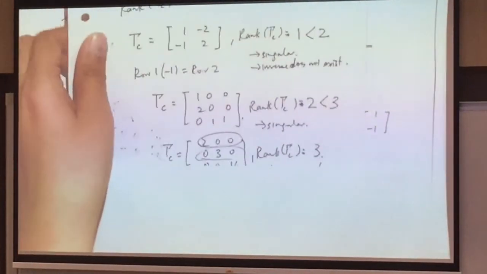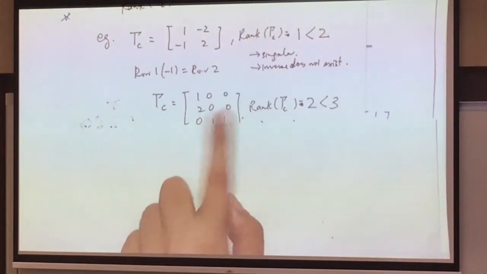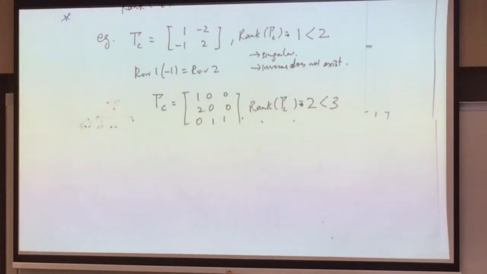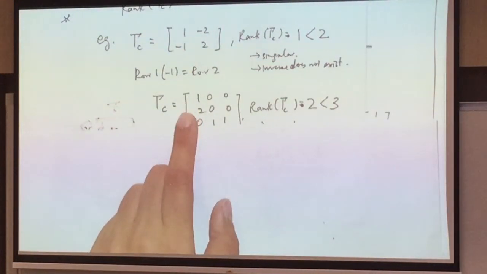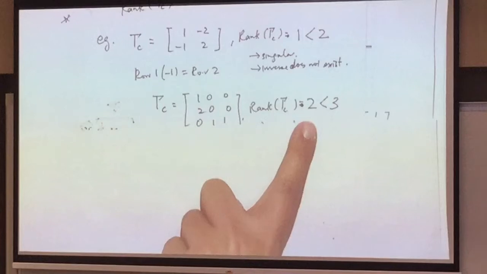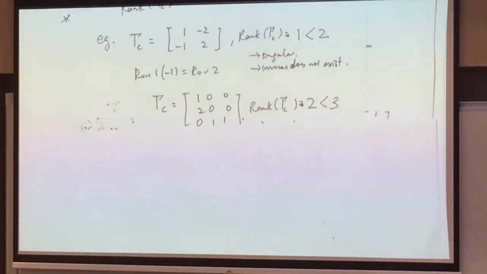What about a third order controllability matrix 1, 0, 0, 2, 0, 0, and 0, 1, 1? You can check that the first row is the second row, the second row is the first row plus 2. So overall, the rank of this is 2. That is less than the system order 3, so it's not full row rank. So it's singular.